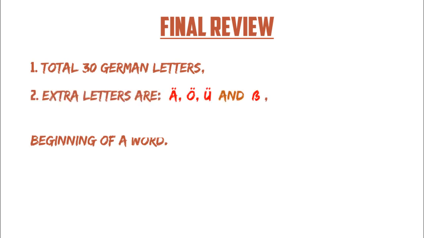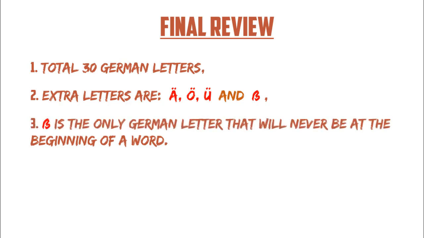And now we are going to focus on our final review. Firstly, we learned a total of 30 German letters. Besides learning 26 main letters, we also learned 4 extra letters. They are A Umlaut, O Umlaut, U Umlaut, and Eszett. We also learned that Eszett is the only German letter that will never be at the beginning of a word.